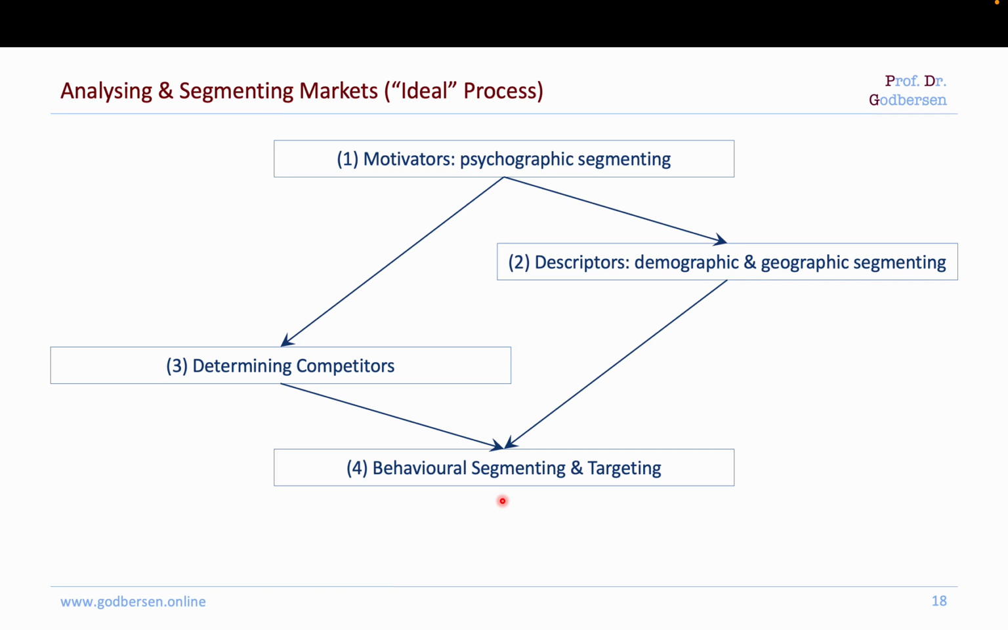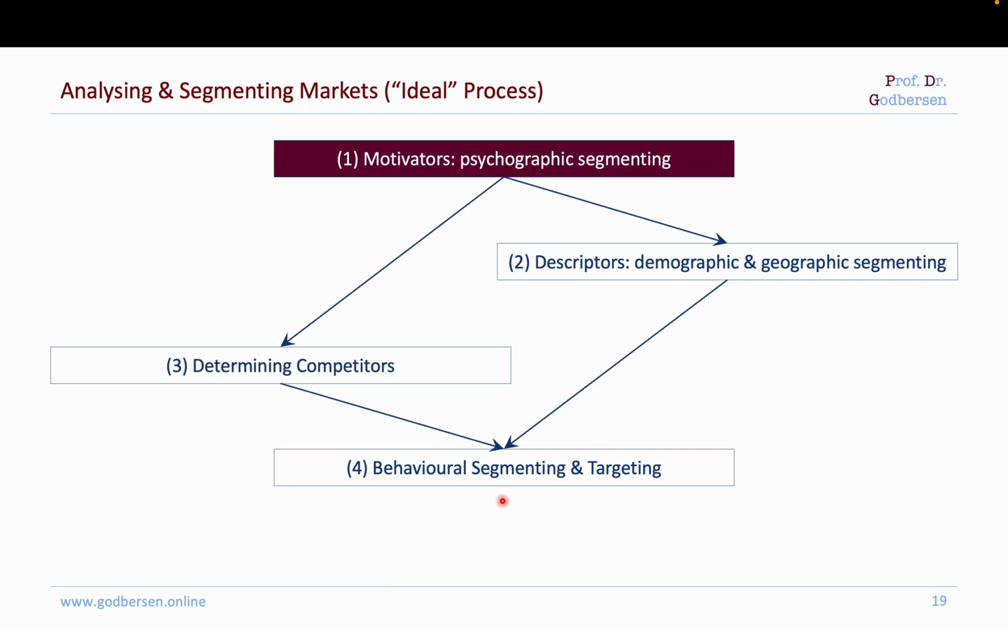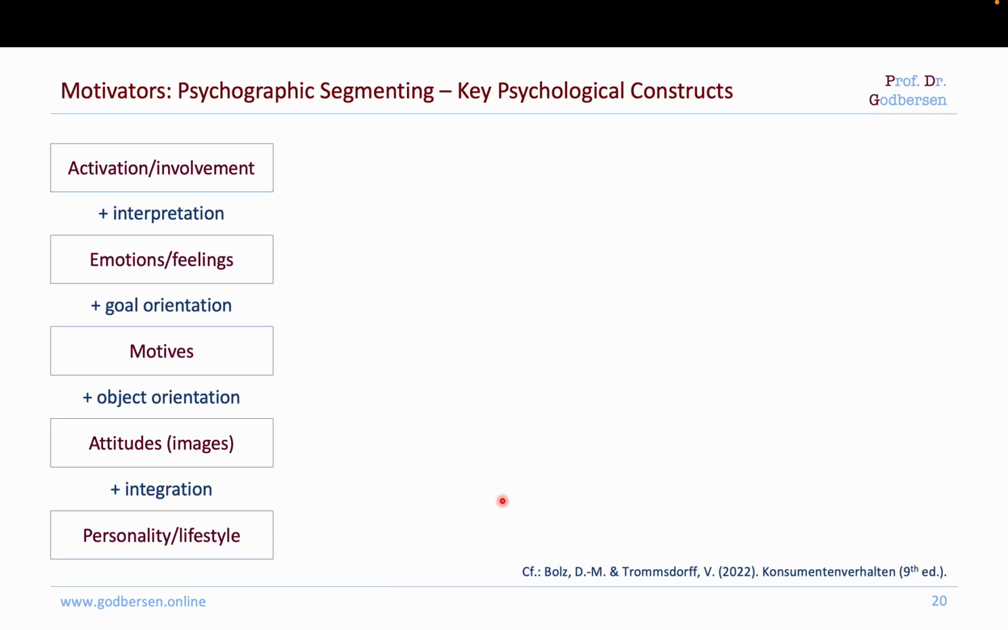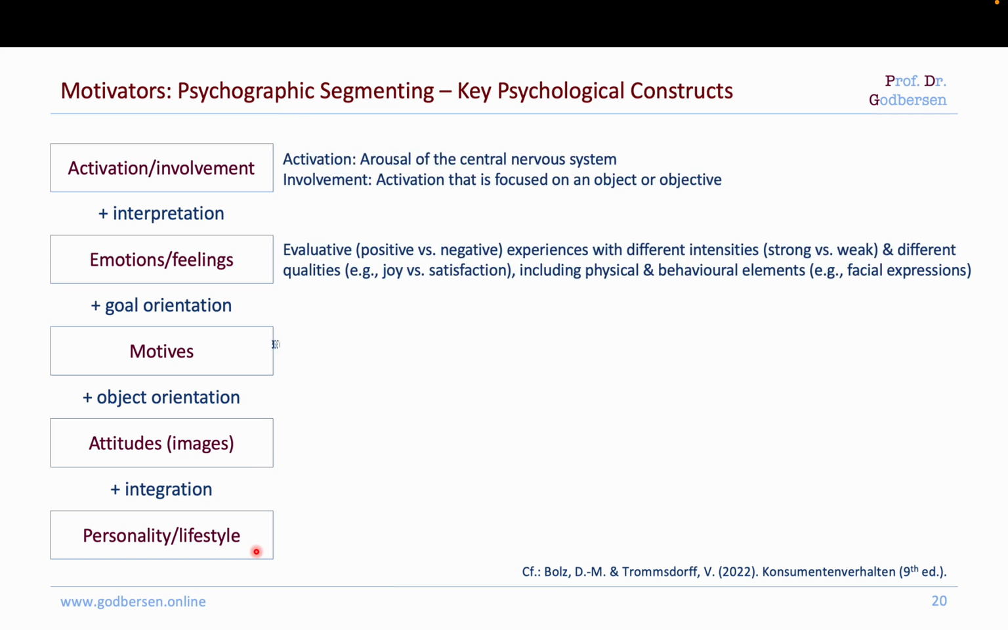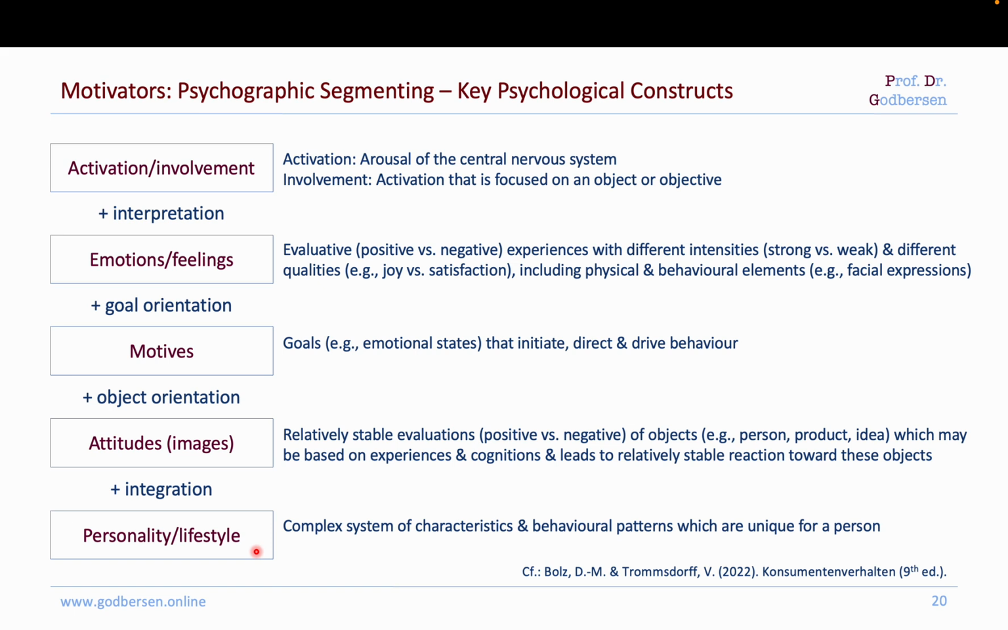Now, before we come to this process and to the psychographic segmenting, let me introduce you to a few basic terms that are important from psychology. That is activation and involvement, emotions and feelings, motives, attitudes, as well as personality and lifestyle. It's a bit of a simplified presentation here, but it is important that you get an overview of what you're dealing with.